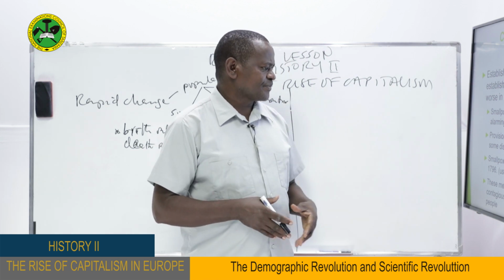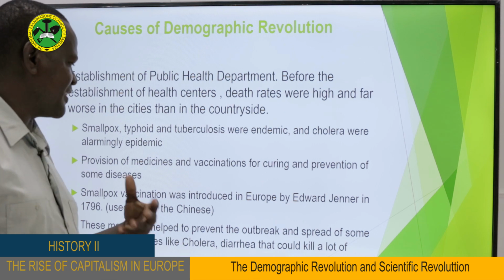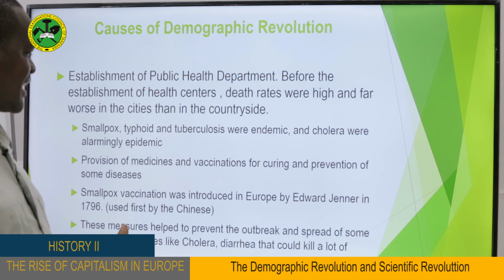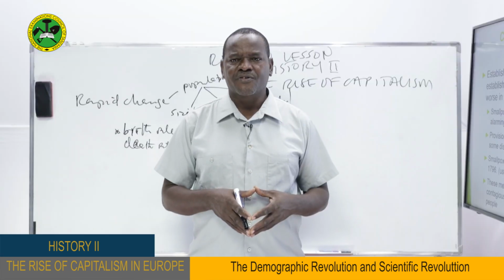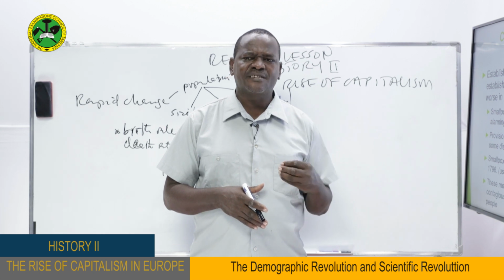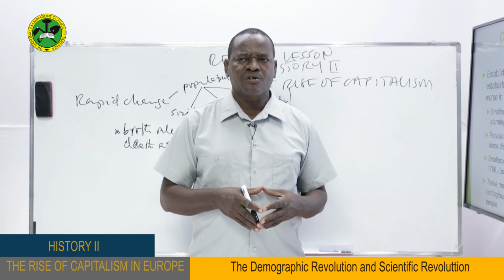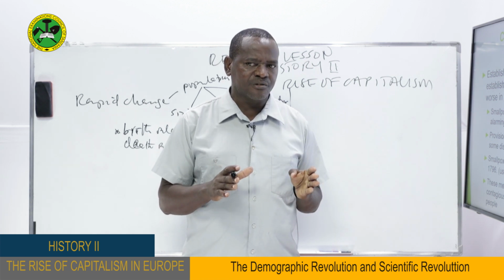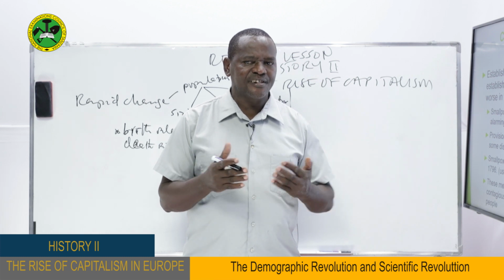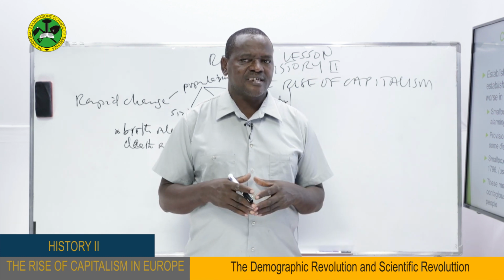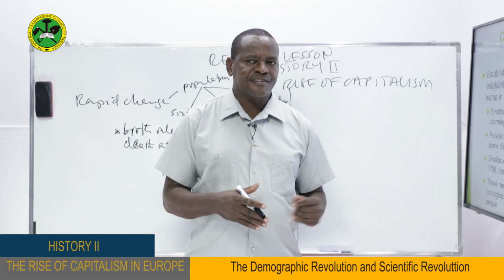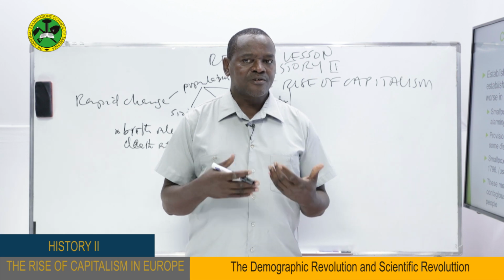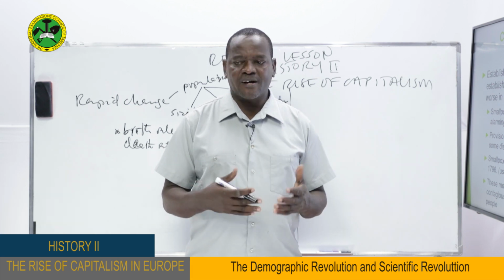But also, my dear students, these measures, as I've said, prevented the outbreak and spread of diseases. Some conditions like cholera and diarrhea could kill a lot of people. Those diseases, in fact, were prevented from spreading, or sometimes they were cured. So for that case, as I said earlier, demographic revolution is all about increasing the birth rate and reducing the death rate. Because of this, they were able to reduce the death rate, and because people were born, the number of people had to increase for that matter.